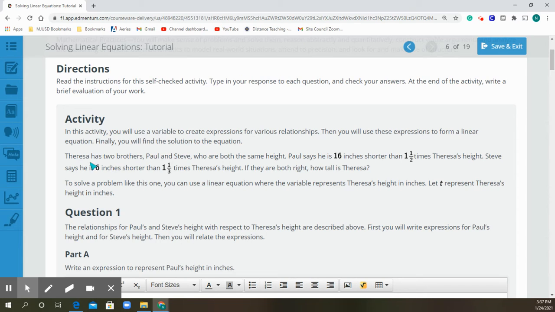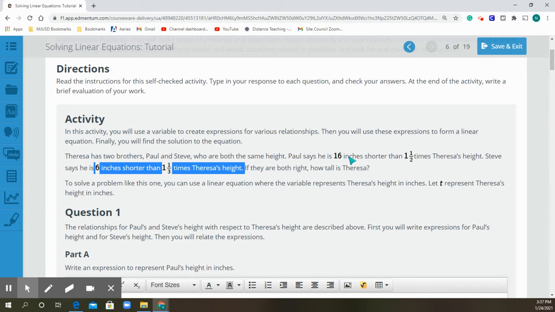So here's the problem. Teresa has two brothers, Paul and Steve, who are both the same height. So when we see same, we know that later that will be part of the equation. Whatever the expression for Paul is and the expression for Steve, they should be equal because this says they are the same height. Paul says he is 16 inches shorter than 1/2 times Teresa's height. Remember, Teresa's the sister. Steve says he's 6 inches shorter than 1/3 times Teresa's height.